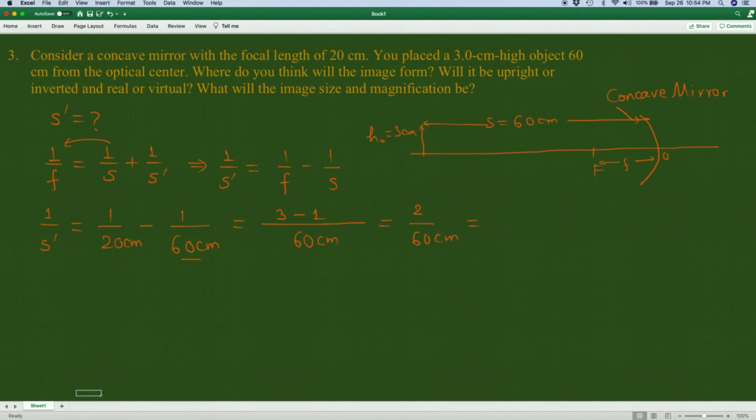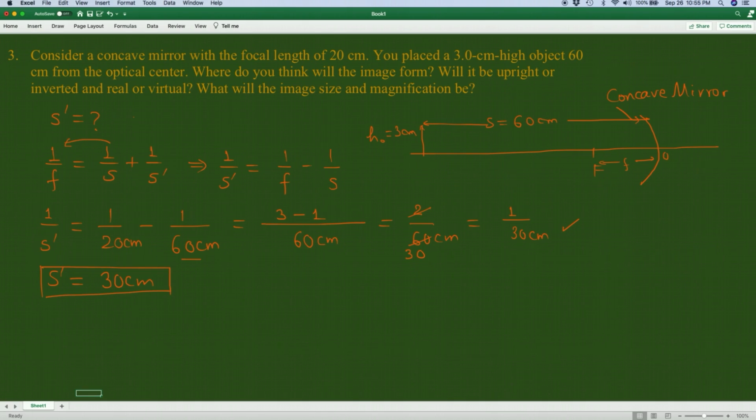So I can cancel that with 30 on the bottom. I need to get s prime here, but I have 1 over s prime, so I need to flip on both sides to get s prime. Flipping the right side gives me 30 centimeters. Okay, so that's the image distance.